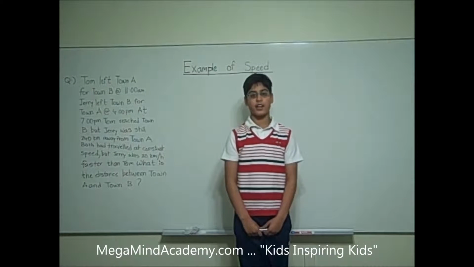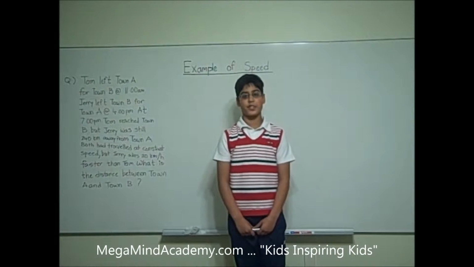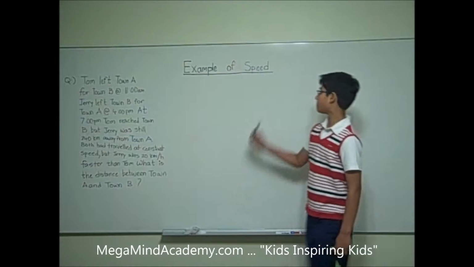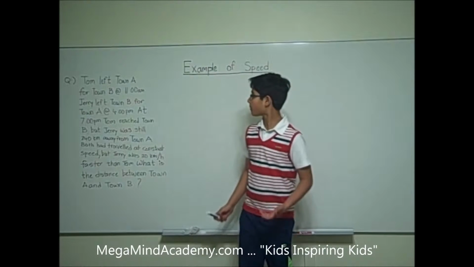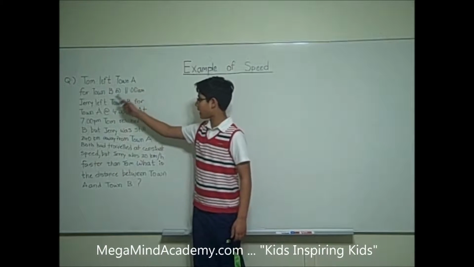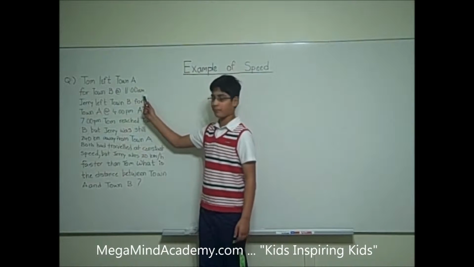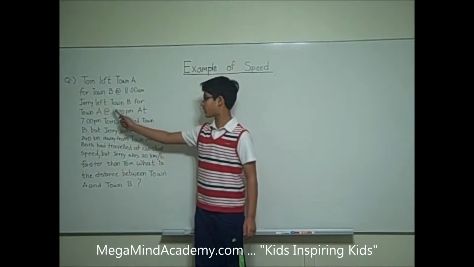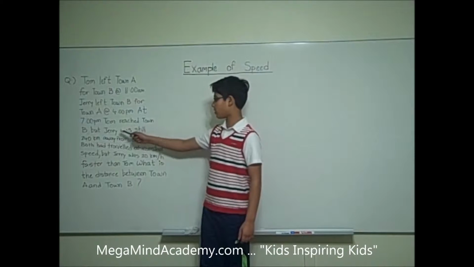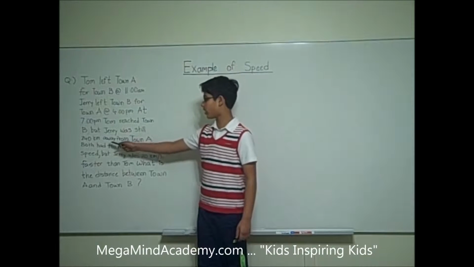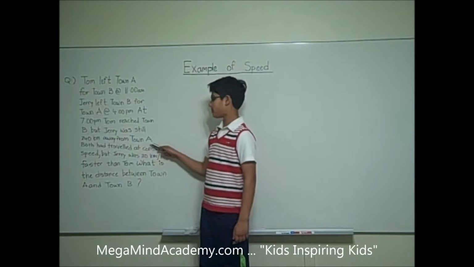Today we're going to learn about examples of speed word problems. Let's say we have a problem like Tom left town A for town B at 11 a.m. Jerry left town B for town A at 4 p.m. At 7 p.m. Tom reached town B, but Jerry was still 240 kilometers away from town A.